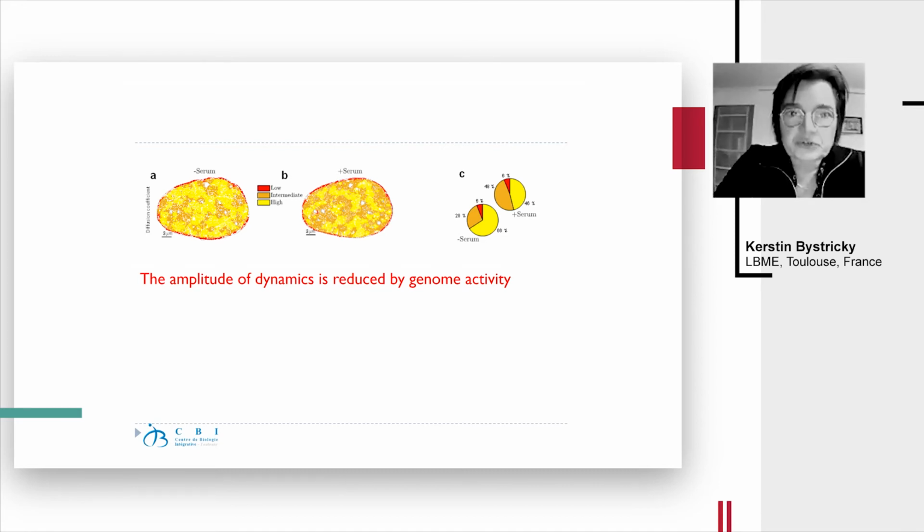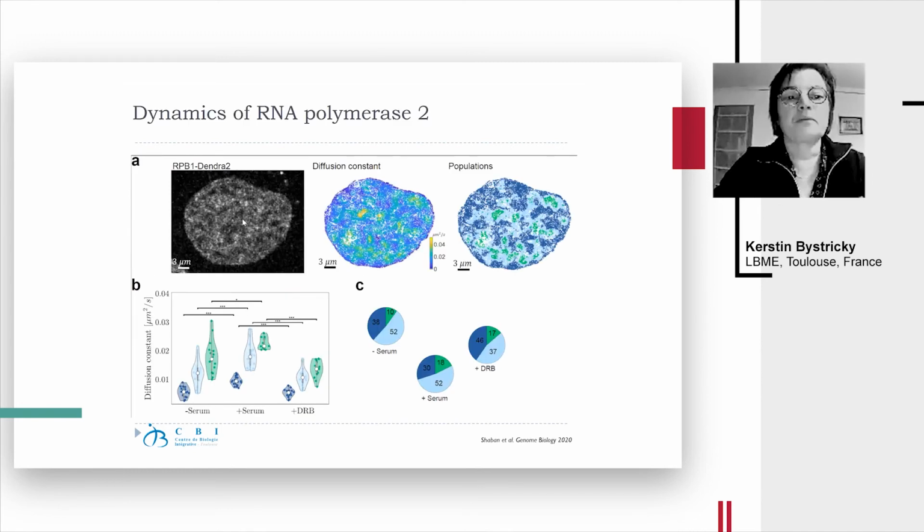And this is specific to chromatin, because when you look at RNA polymerase 2, which is tagged, again it's dense labeling, just like chromatin, maybe a little bit less dense. You can define all the parameters I showed you before using HiD. And then you look at the diffusion constants in the absence of serum and in the presence of serum. And when you block transcription, you see what you expect to see: the polymerase moves less when you block elongation.